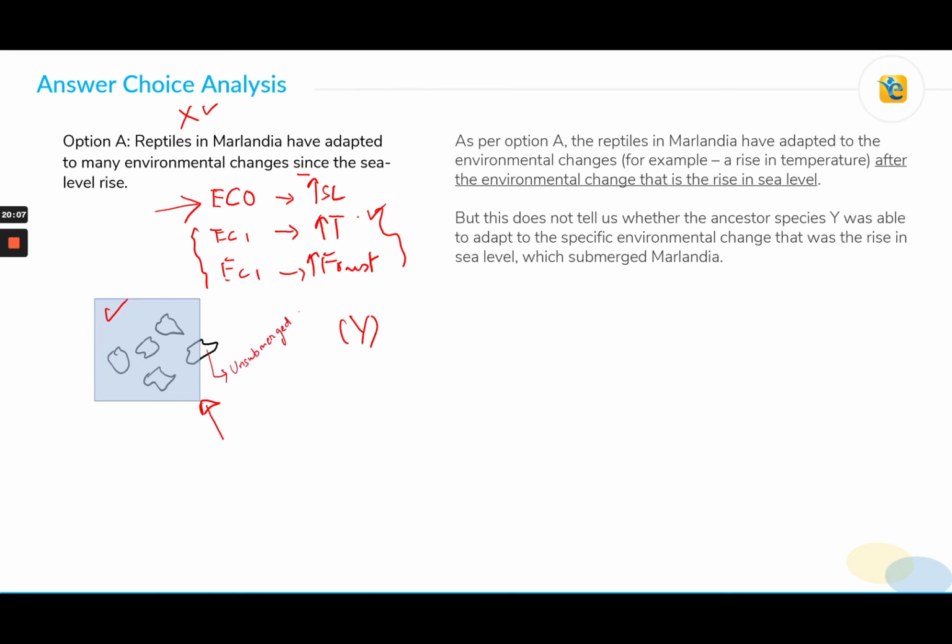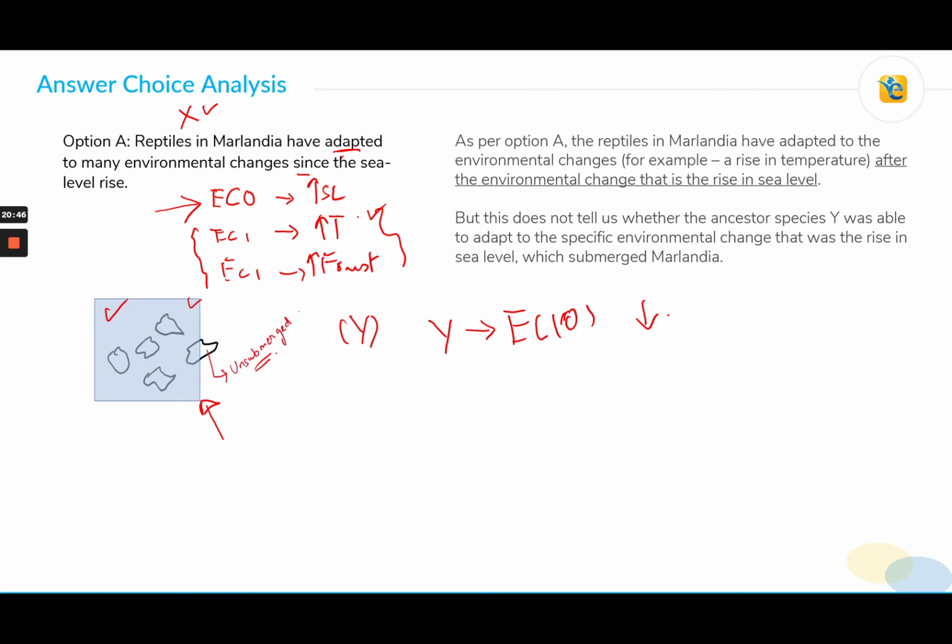Think about it. If option A meant that the ancestral species Y was able to develop some adaptation to survive the environmental change, that is the rise in sea level, EC0, then it would reduce your belief in the conclusion. Why? Because then the reason why it survived is not because there was some unsubmerged piece of land. Maybe it developed an adaptation to survive underwater, right? So if we know that Y developed some adaptation to survive the sea level rise, that would reduce your belief in the conclusion.